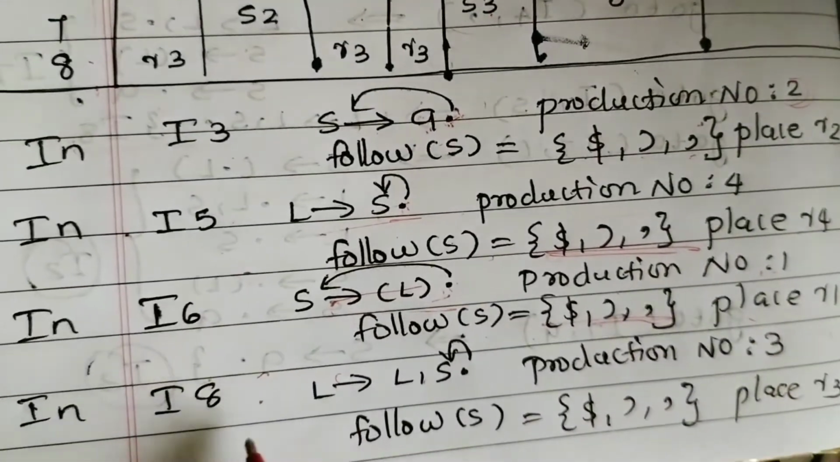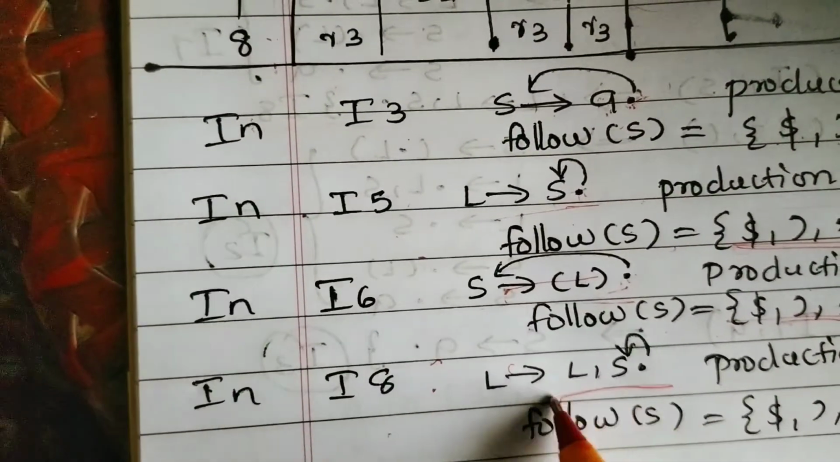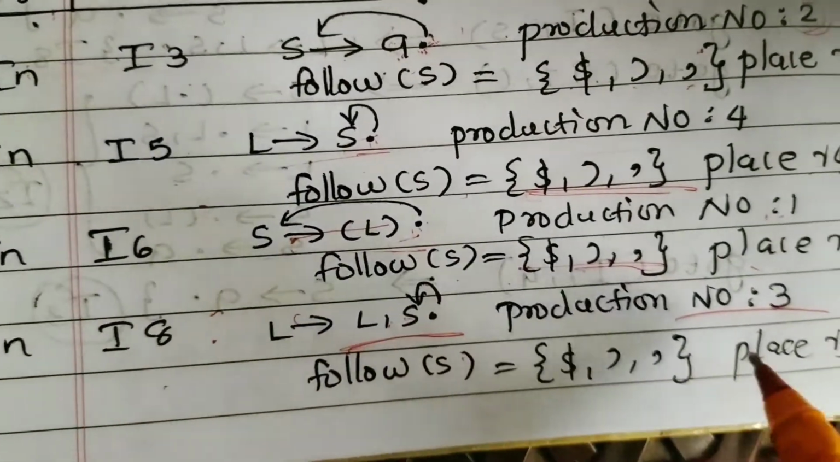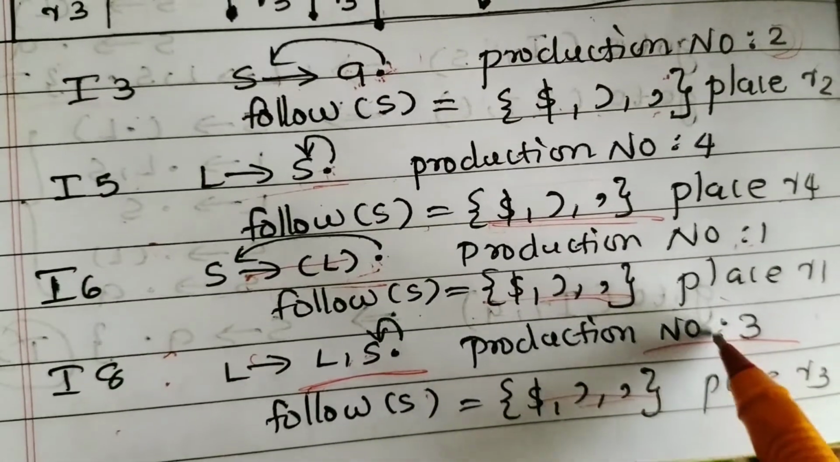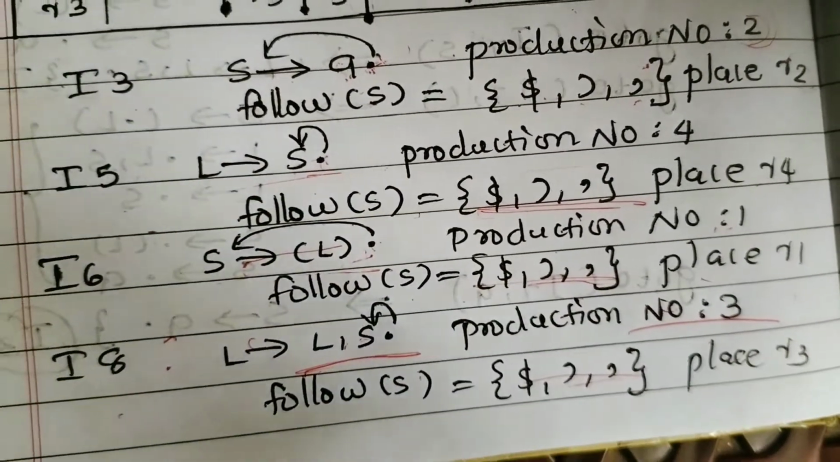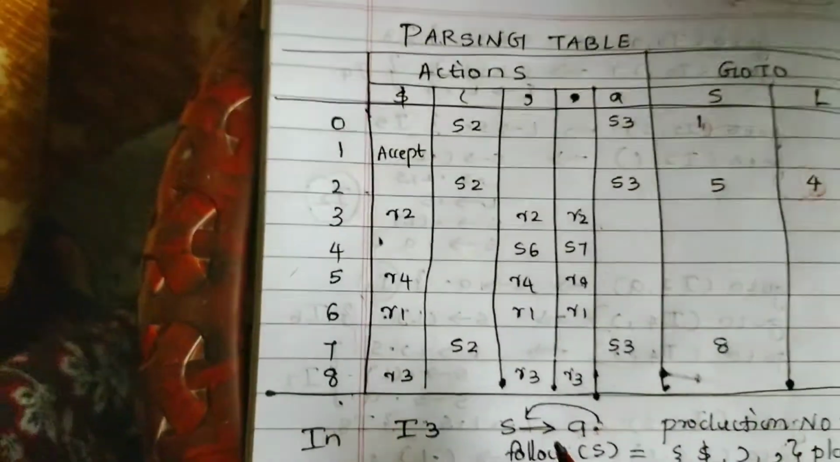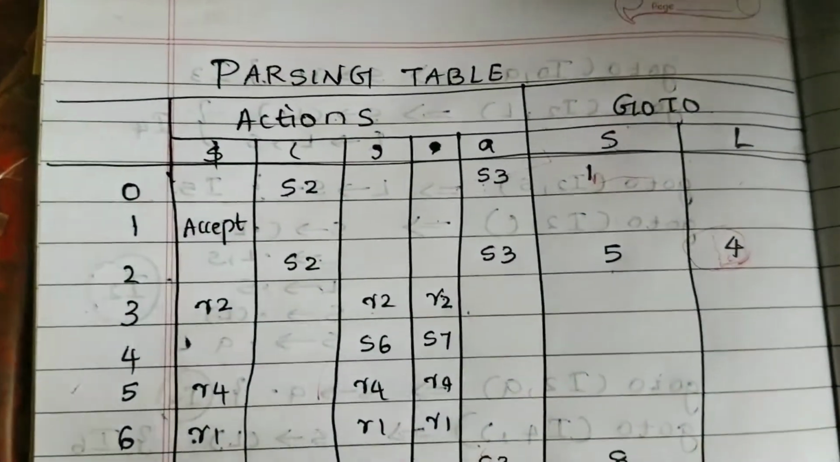Okay. So finally I8 also, this is a production, it is number 3. And again the follow of S. So these are all the follows. This is production number 3, so you are writing R3 in the 8th state. Right. So this is how you will be filling the parsing table.